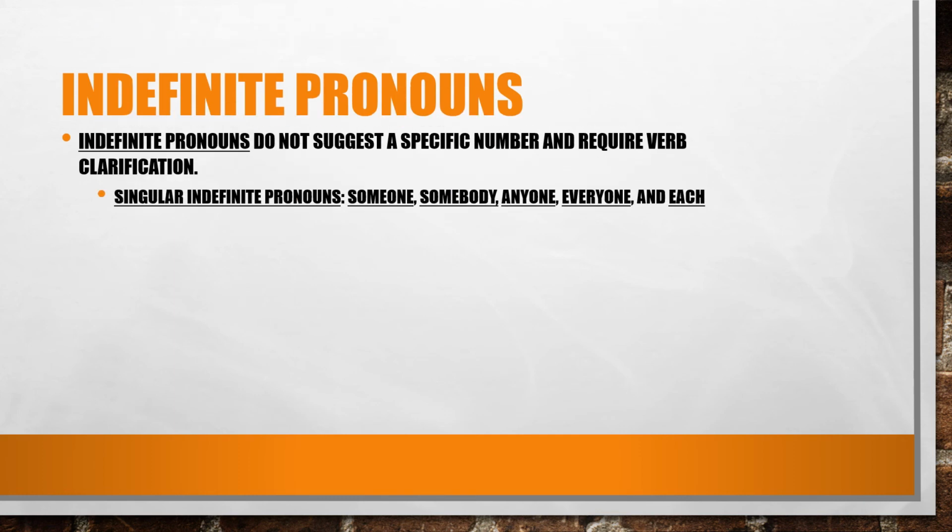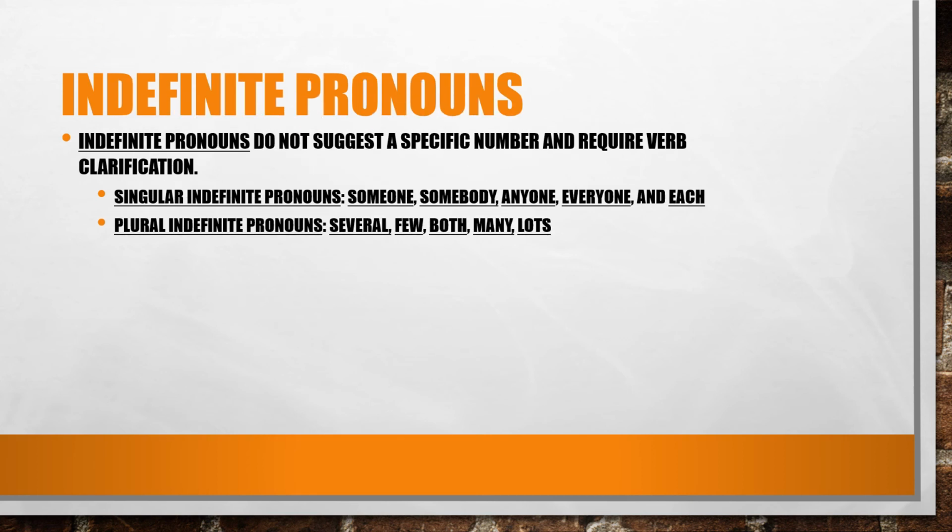There are two different types here. There are singular indefinite pronouns, words like someone, somebody, anyone, everyone, and each. What I like to say is, anytime you have some at the beginning, or any, or every, then you know we're talking about something singular. So someone, somebody, anyone, anybody, everyone, everybody. It's kind of a blanket thing that makes it singular. And then, of course, each. We're talking about each and every individual one.